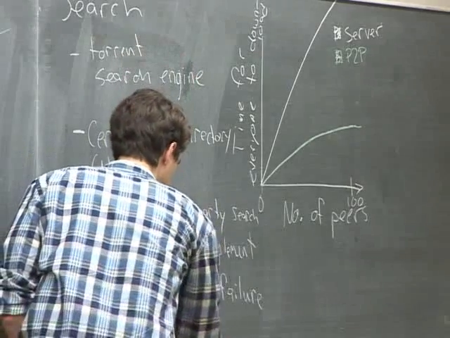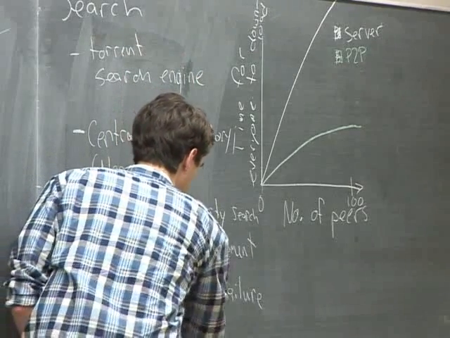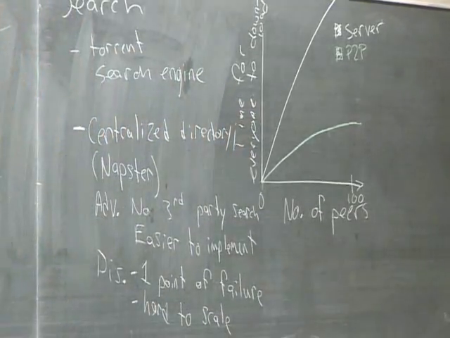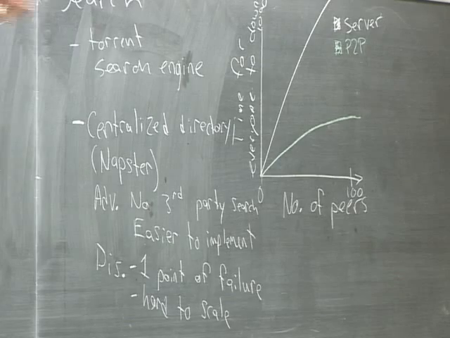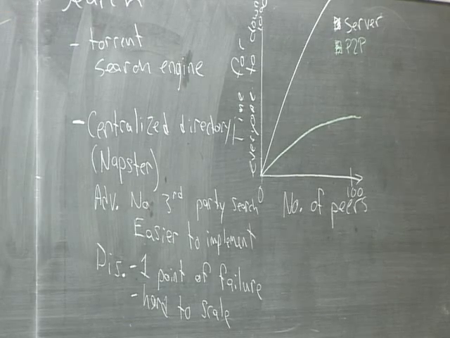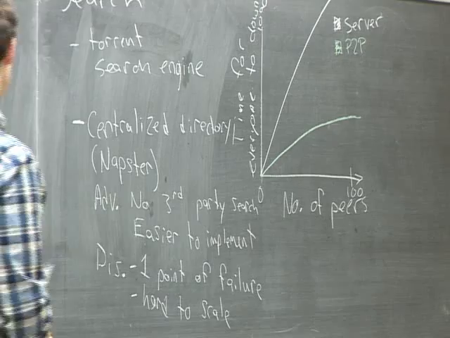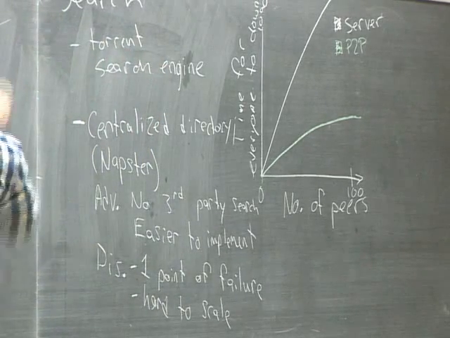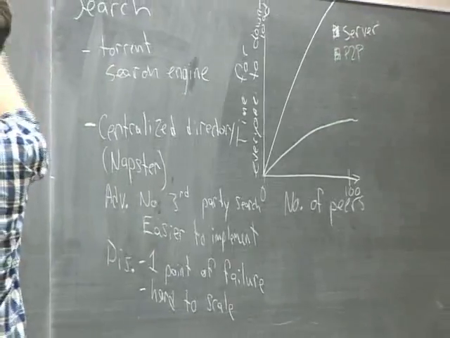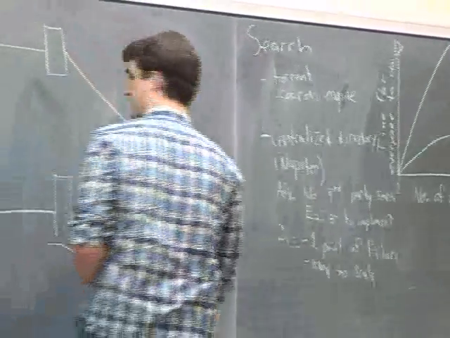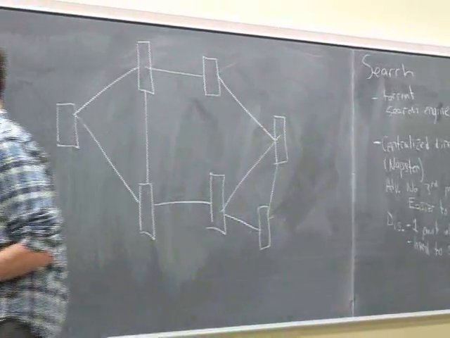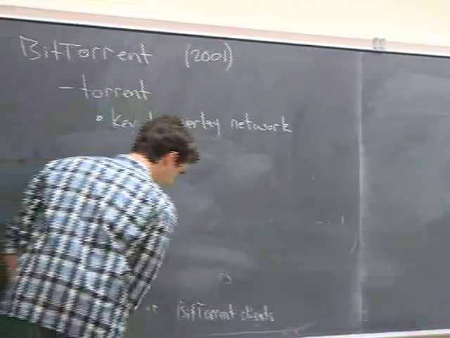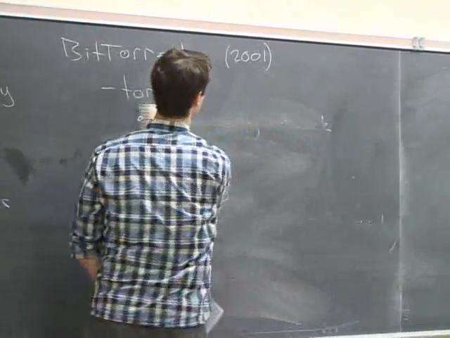This is also very hard to scale. This server needs to keep track of the files that everybody has, and that can be really hard to scale so that it can answer these search queries from hundreds of thousands of users. Okay, so let's look at one more method of search, and that's a completely decentralized approach.